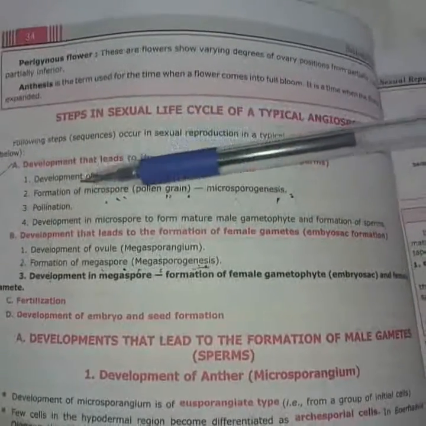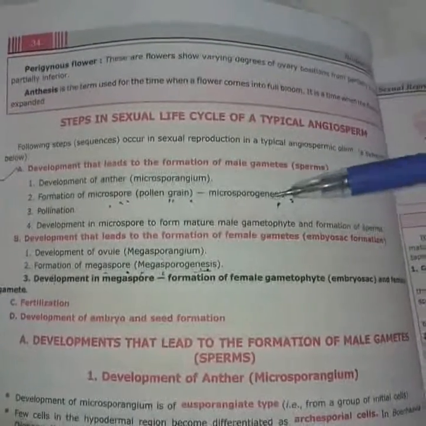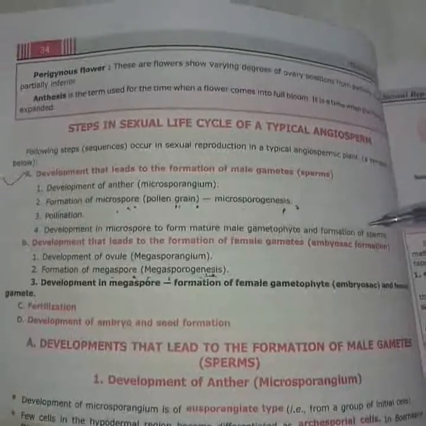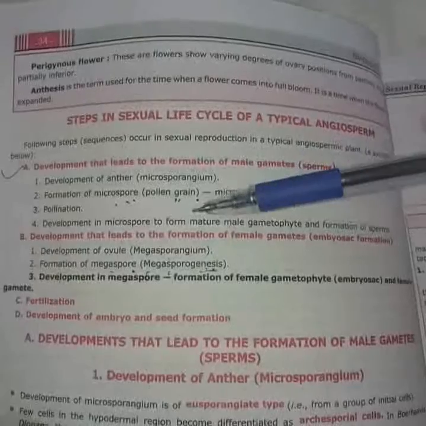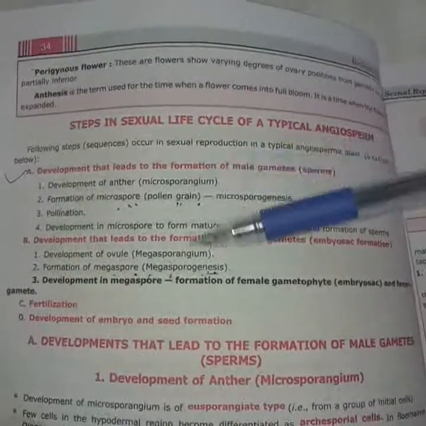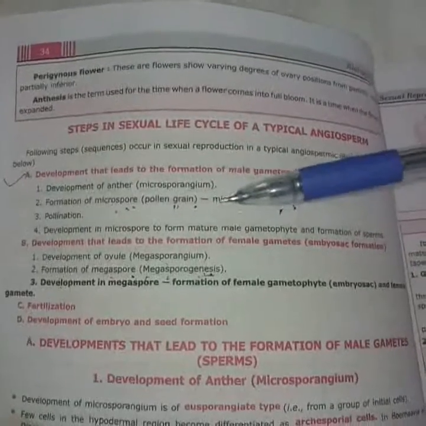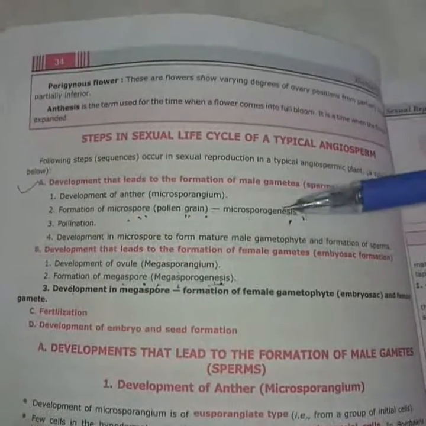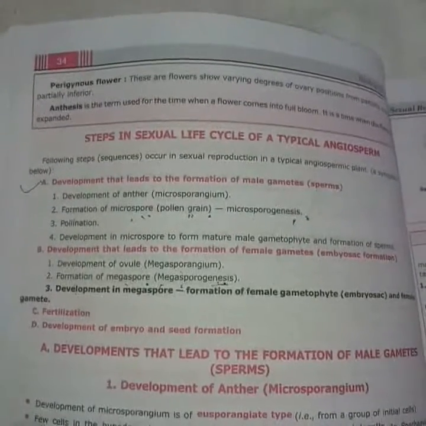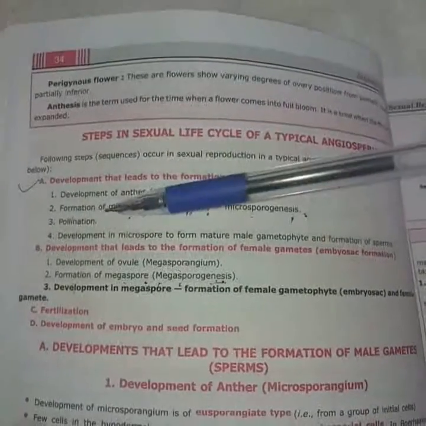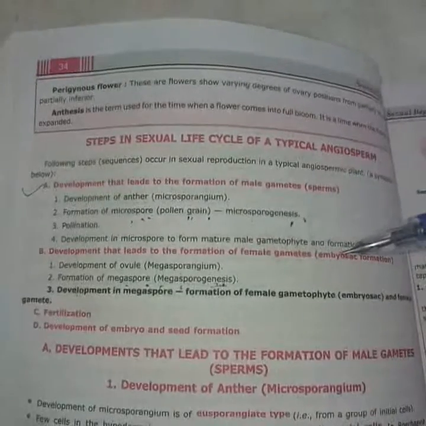Next is the development of the microspore to form the mature male gametophyte and the formation of sperm. Pollen grains are the immature male gametes. After the microspore, development of the microspore forms the mature male gametophyte, called sperm. Next is the development that leads to formation of female gametes, or embryo sac formation.